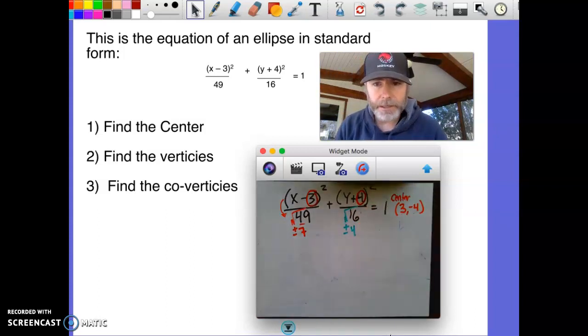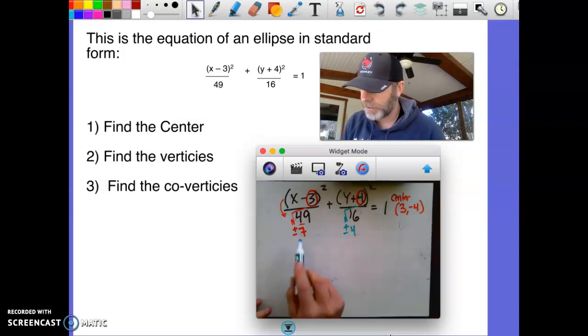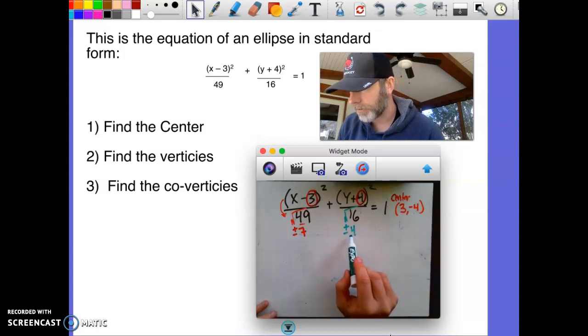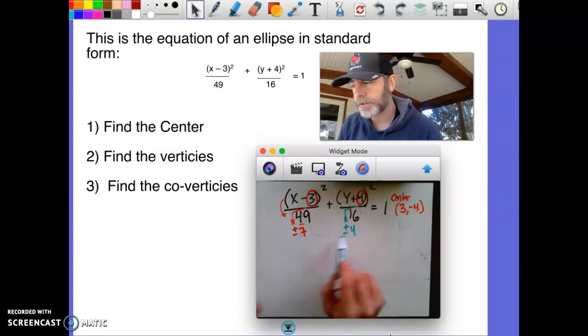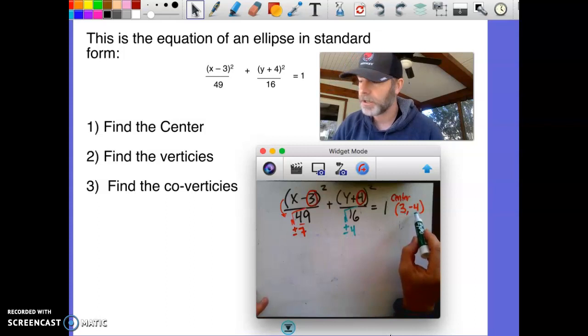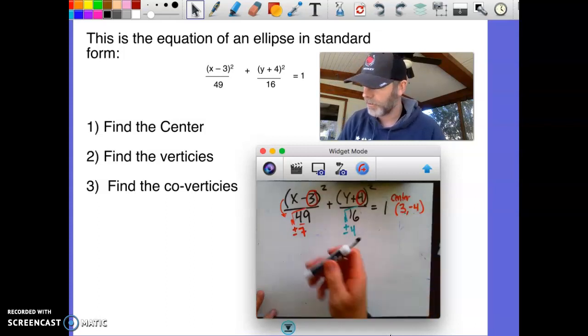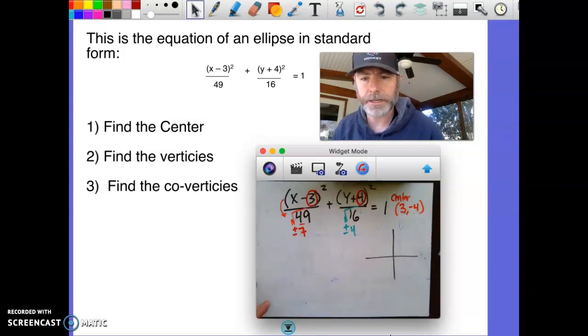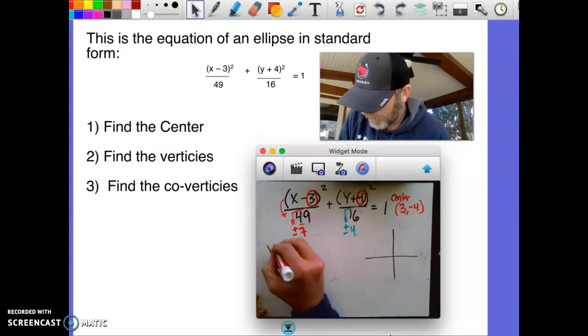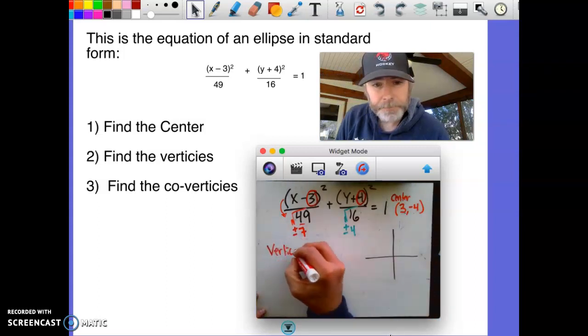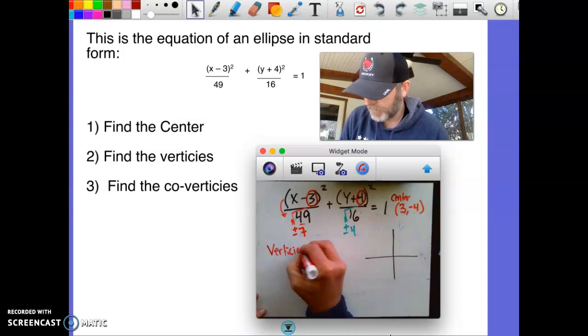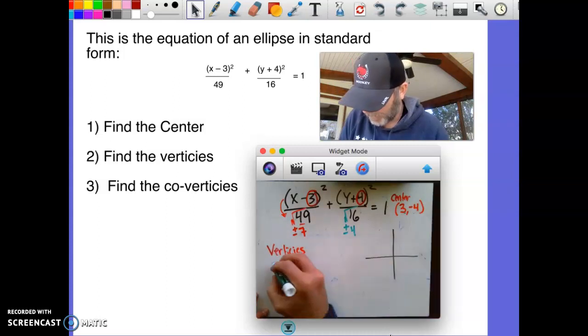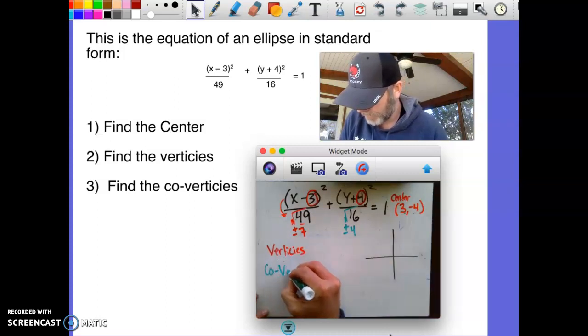Do not go back to what we did yesterday and say, well, the vertices then are at 7, 0 and negative 7, 0, and the co-vertices are at 0, negative 4 and 0, positive 4. That's not how this works, because notice our center is now changed. So what I'm going to do is just sketch a little graph here to help me with this. Off to the side or somewhere on here, we're going to sketch just a little graph. And in red, we're going to find our vertices, and then in green we're going to find our co-vertices.